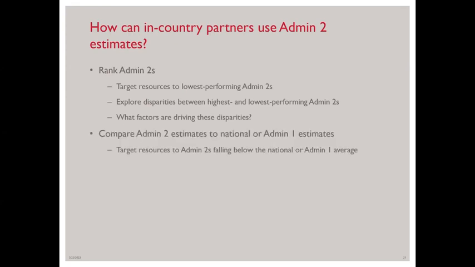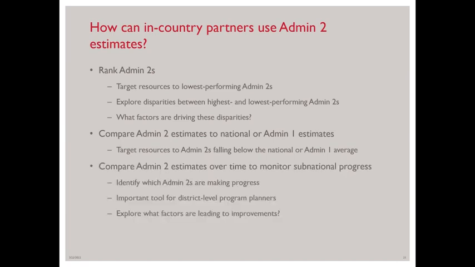Additionally, the admin two estimates could be compared to either the national or admin one estimates. And here, you could target resources to the admin twos that might be falling below the national or admin one average, as one example. And then finally, the admin two estimates can be compared over time to monitor subnational progress. So after modeling over multiple surveys, you can start identifying which admin twos are making progress, which might be stagnant, and which might be falling behind.